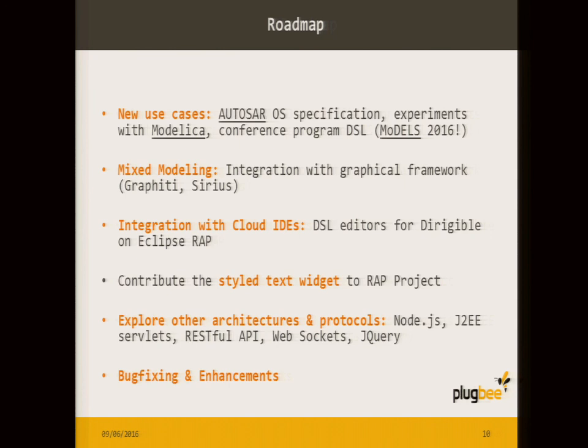Okay, now I'm going to talk about the roadmap for this very young project. It's still not mature, let's say version 0.9, compatible with Neon packages, RAP 3.1.0 and XText 2.10. We are looking for new use cases. Of course, we need to validate the approach and other use cases. We have some interesting ones.